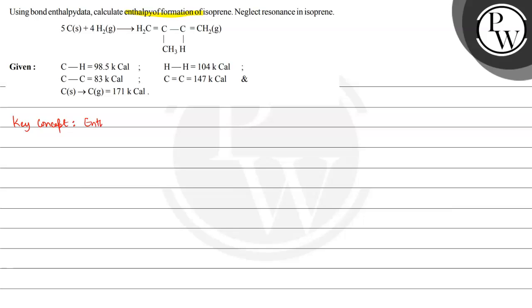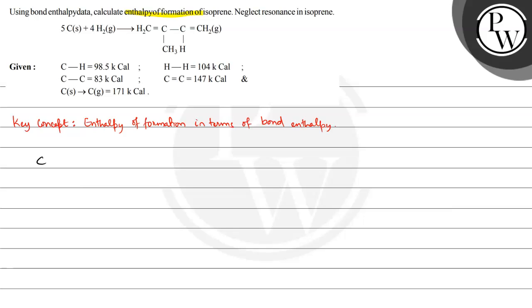enthalpy of formation in terms of bond enthalpy. All right. So यहाँ पर एक process given है, carbon solid plus 4 hydrogen gas to this compound in gaseous form. So let us break down this reaction into some steps.